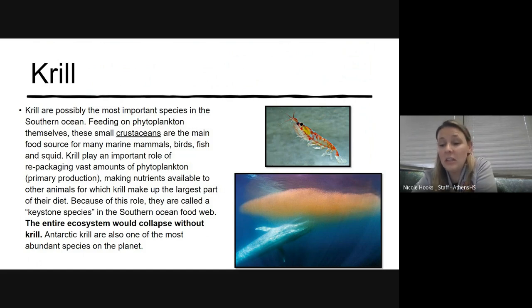They are known as a keystone species, which, if you don't know that term, that essentially means the entire ecosystem would be wiped out without krill. So krill are one of the most abundant species on the planet, and they're one of the most important species on the planet. All right, that concludes plankton.